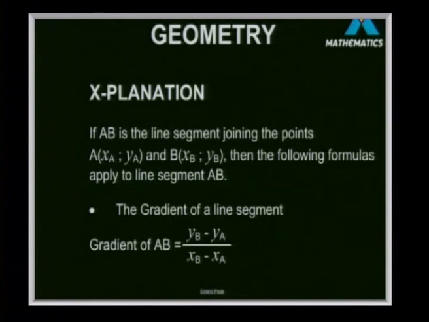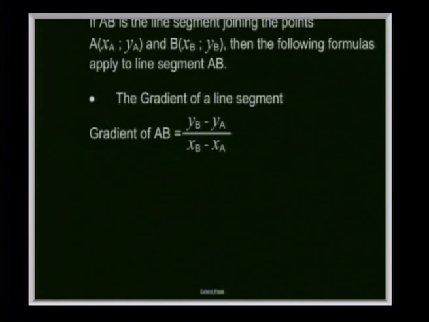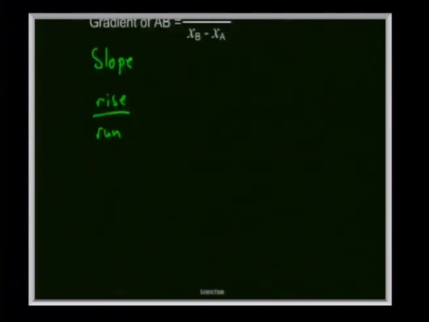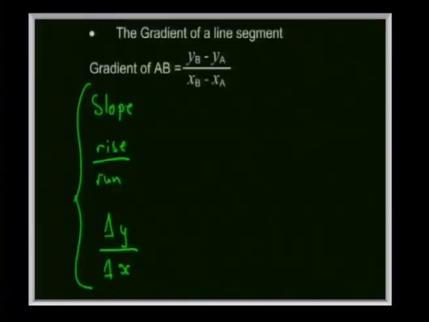All right, our preamble starts again, and we look at the gradient of a line segment. Now, I know that some of you will call gradient slope. I know that some of you will call it rise over run. I know that some of you might even use the Greek letter delta, delta y over delta x. That means the change in y over the change in x. They are all exactly the same.